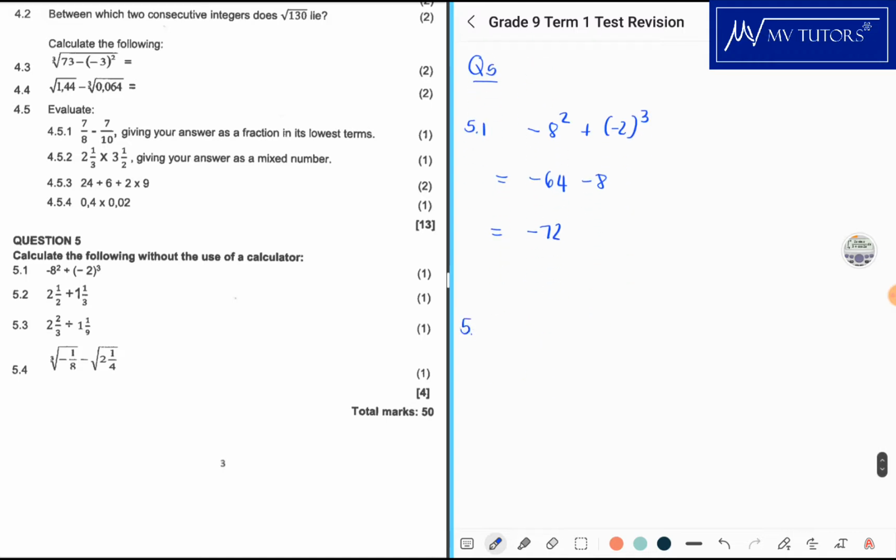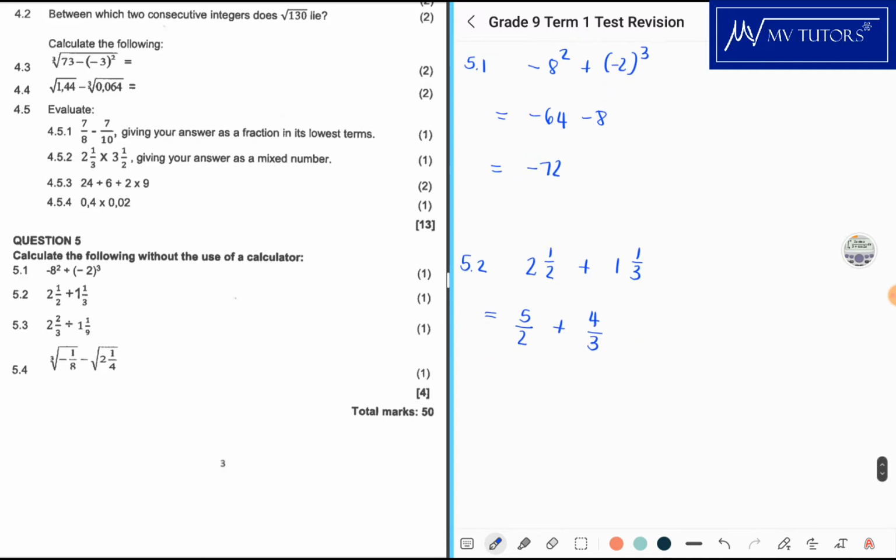And then when we come to 5.2, we have a mixed fraction, okay? So we have 2 1/2 plus 1 1/3. We're going to have to write this as improper fractions. So 2 times 2 is 4 plus 1 is 5. 1 times 3 is 3 plus 1 is 4. So now we have 2 improper fractions with different denominators. So we're going to use our rule. We multiply the denominators. 2 times 3 is 6. And then we cross multiply. 5 times 3 is 15. 2 times 4 is 8. And there's a plus in between.